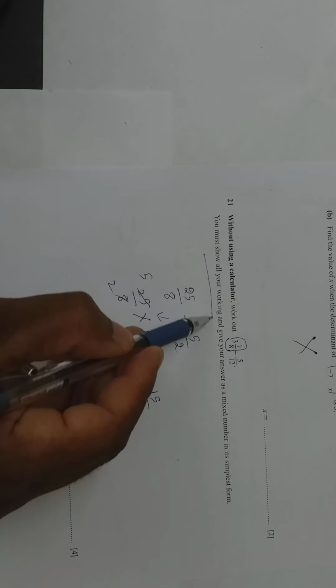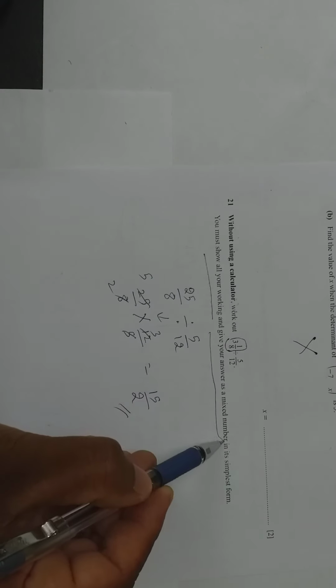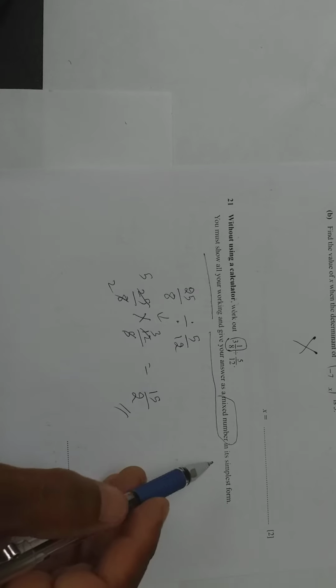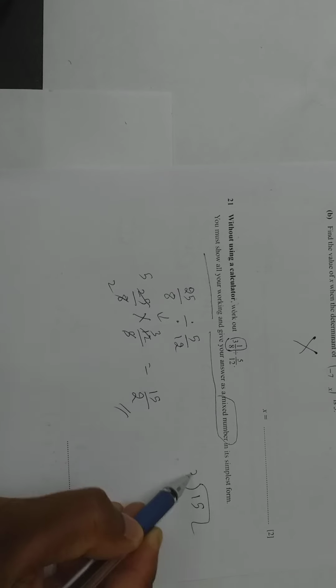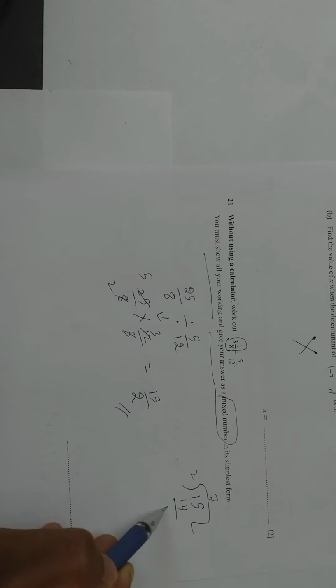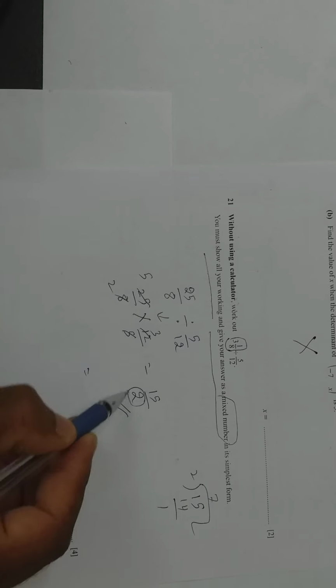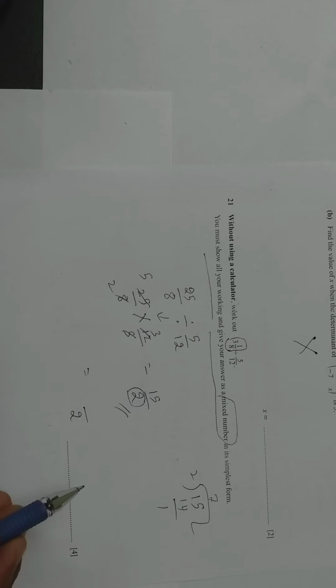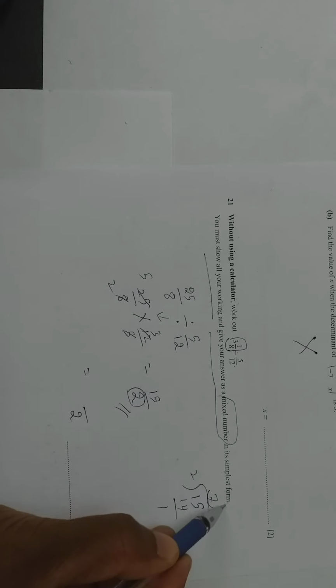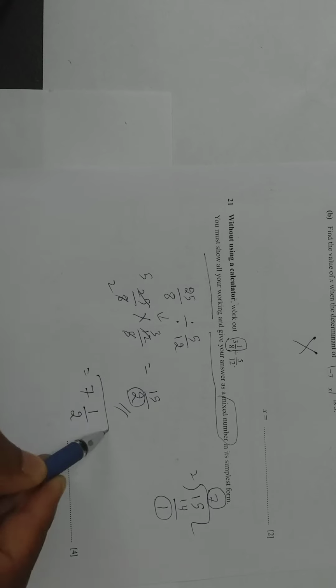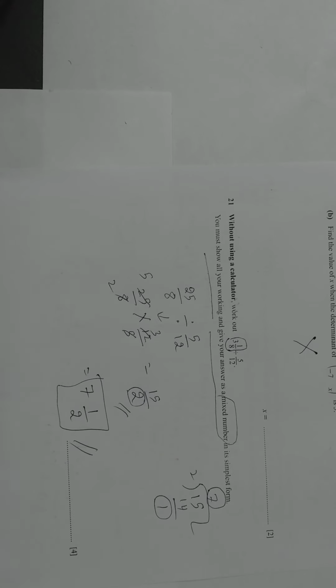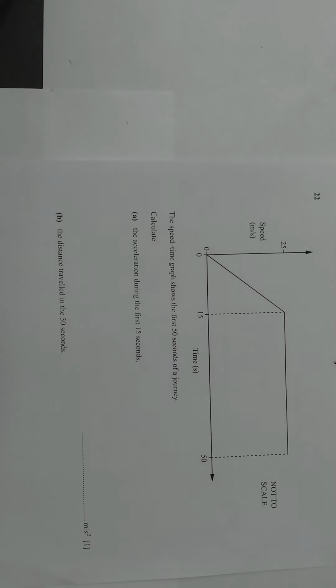You must show all your working and give your answer as a mixed fraction. As a mixed number, how do I convert? 15, 2 7's are 14, 1. Whatever is the denominator here, here also the same thing. What is the quotient? You got 7, so 7 over here, remainder here. So this is the answer. Did you understand? Okay, now next sum.